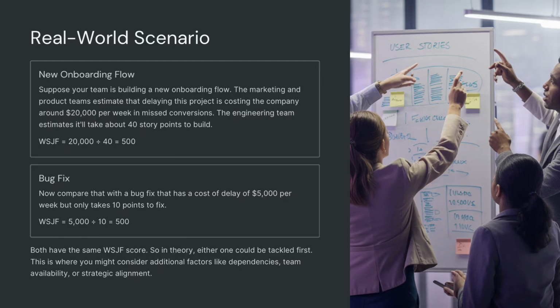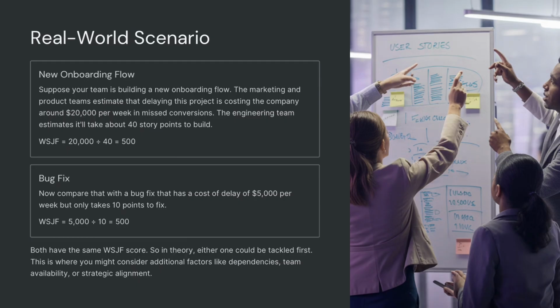Okay, now compare that to maybe fixing a critical bug. The cost of delay isn't as high, maybe $5,000 a week in support costs or user frustration, but it's much quicker to fix, only 10 points. So WSJF is 5,000 divided by 10, which is also 500. Exactly. And in that case, where the scores are identical, that's where WSJF shows its limits in a good way. It doesn't give you the single answer.